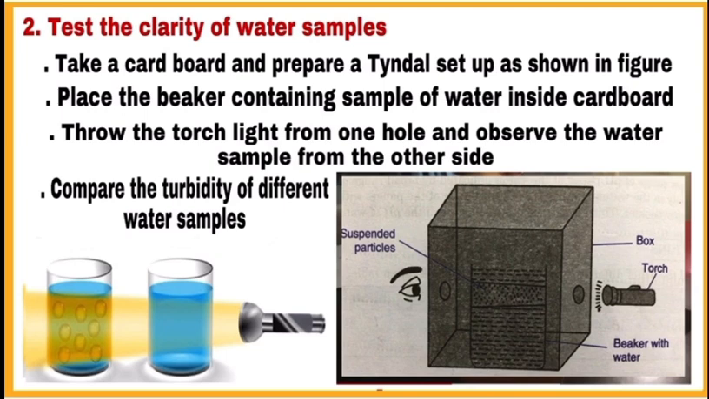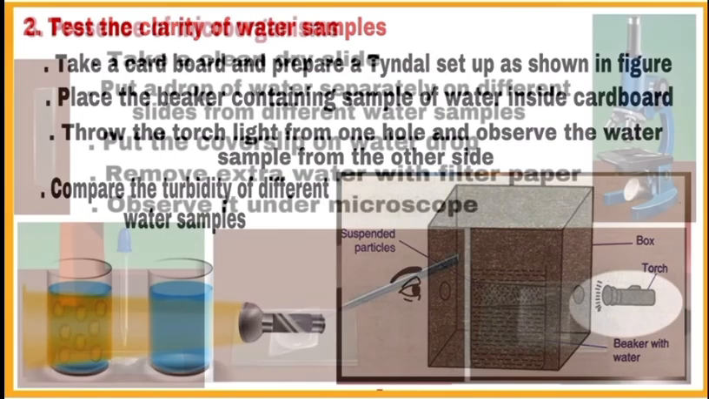Next, write the procedure for testing the clarity of water sample. In this, take a cardboard and prepare a Tyndall setup as shown in the figure. Check the figure for Tyndall setup. We have to make two holes on opposite faces of the box. Then place the beaker containing a sample of water inside the cardboard. Throw the torchlight from one hole and observe the water sample from the other side. Now compare the turbidity of different water samples.